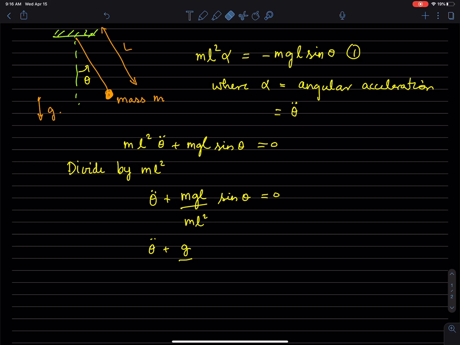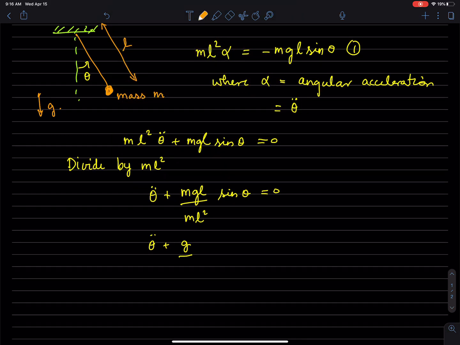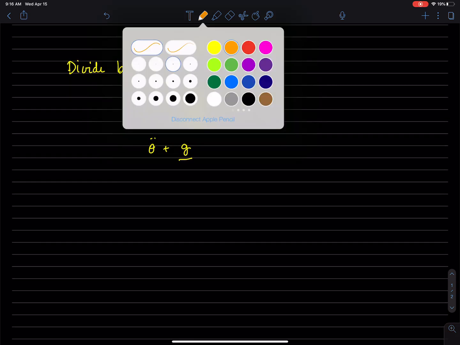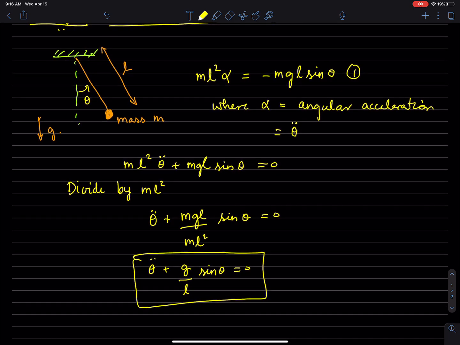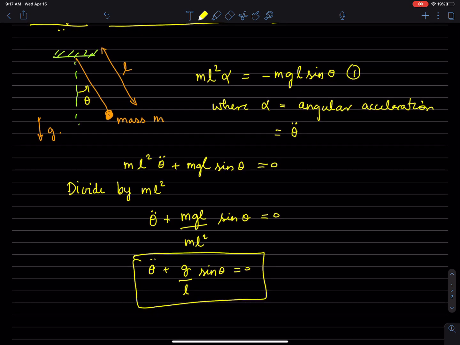L, looks like I'm using a different L, but it doesn't matter. Okay, g over L sine theta equal to 0. Okay, this is one of the most famous differential equations in mechanics. It's the equation governing the motion of a simple pendulum.